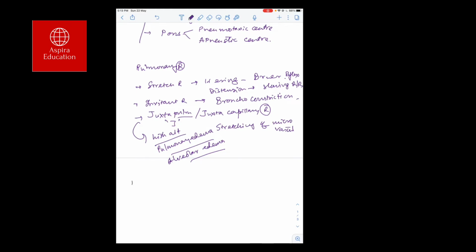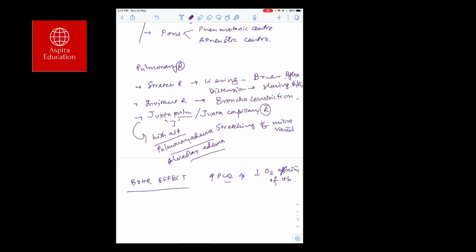So certain topics we need to know. One is the Bohr effect. What is the Bohr effect? Basically just the basics, as many of you might not have brushed up in recent times. Basically, the Bohr effect is where increased PCO2 leads to decreased oxygen affinity of hemoglobin.